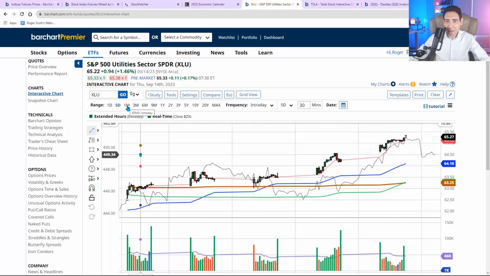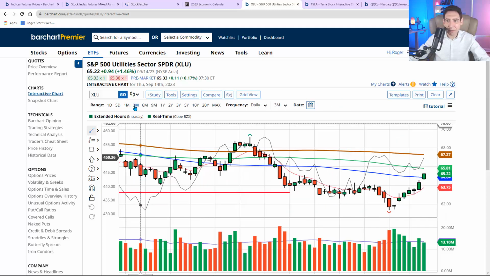On a short-term basis, we're matching the stock market's performance. I'm trying to see here, but on a daily basis, the stock market is still stronger. So I would be careful. I would wait for utilities to gain above this line.